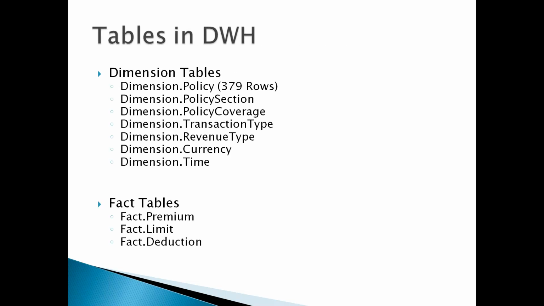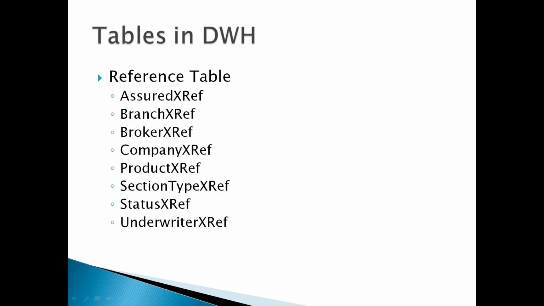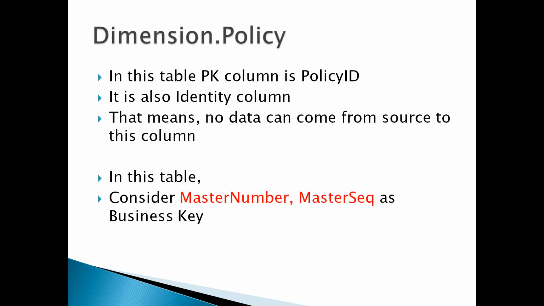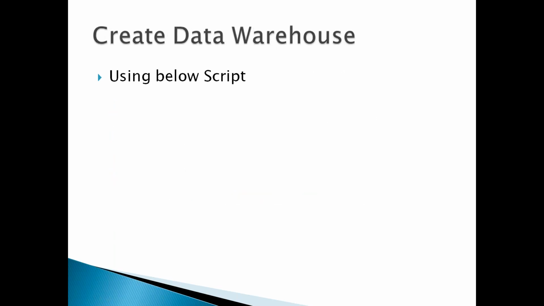So these are the tables that we're going to be using: policy, policy section, policy coverage, transaction type, revenue type, currency. These are the dimension tables. These are the fact tables. And these are the data warehousing X reference tables. These we are going to be using as part of ETLs. Clear? Now, what should we do?